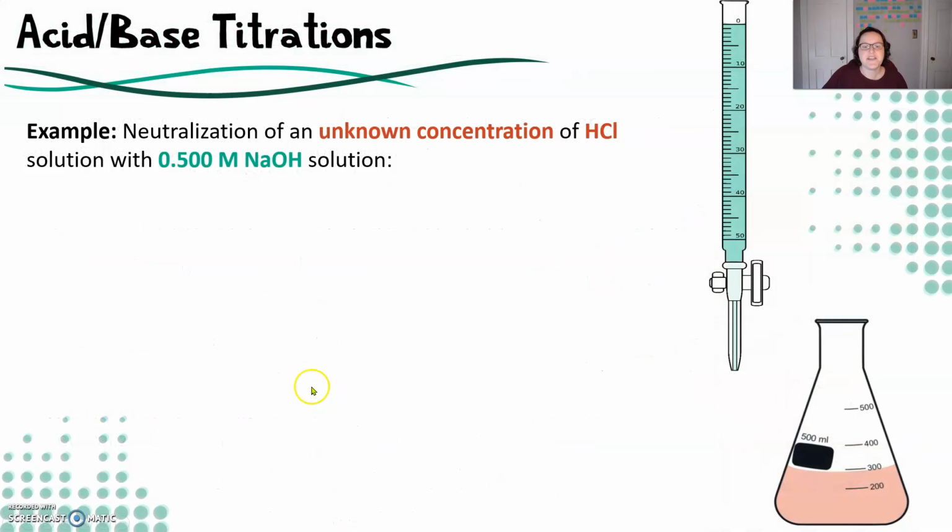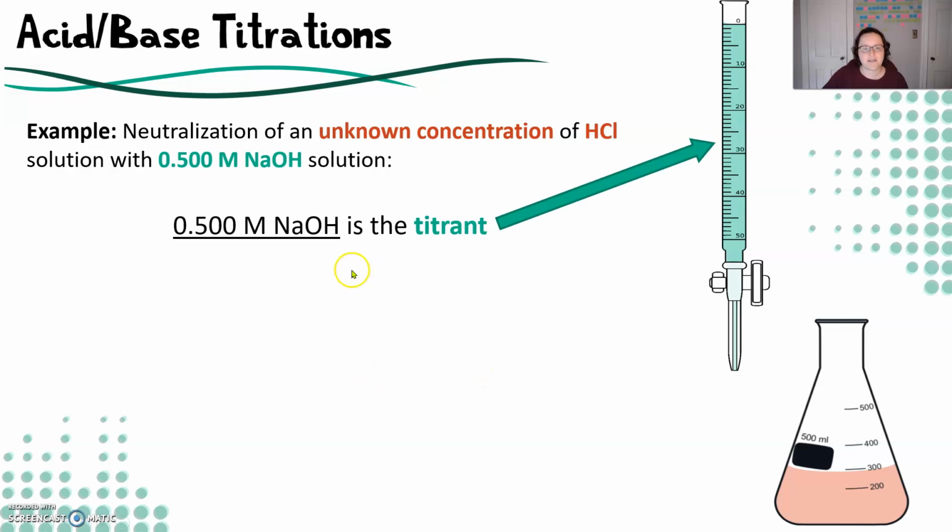Okay, let's do an example by considering the titration of an unknown concentration of hydrochloric acid with 0.5 molar sodium hydroxide. For clarity and dramatic effect, I've color-coded the two solutions green and orange, but keep in mind that both of these solutions would actually be colorless in reality.